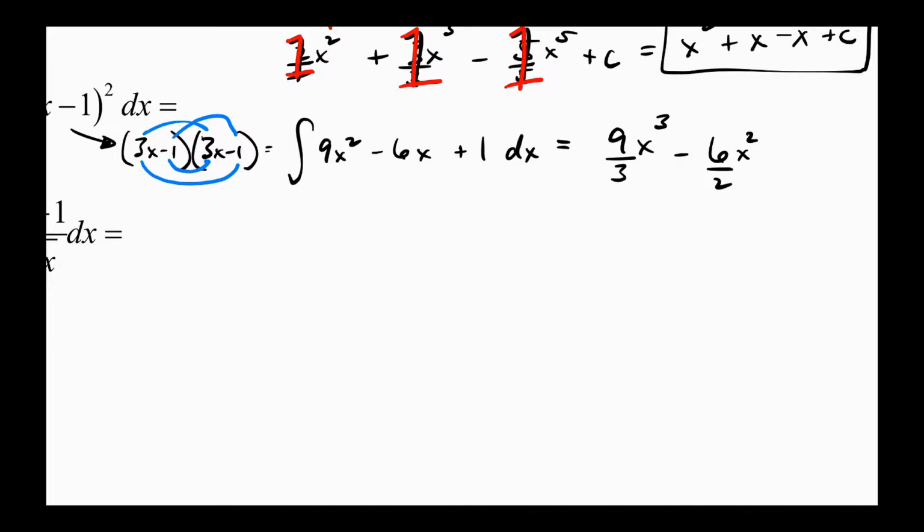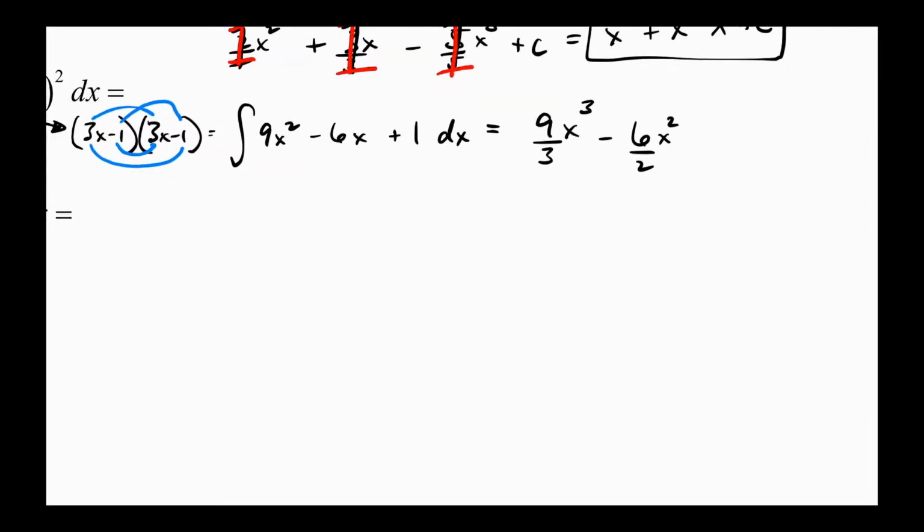Okay. And then the 1. The 1 doesn't have an x, so it's just going to be 1x to the first power divided by 1, right? But that's just x. So you really don't even need that. Okay, it doesn't hurt, but you don't need it. We're done, but then we can finish with a plus c, right? A plus c.